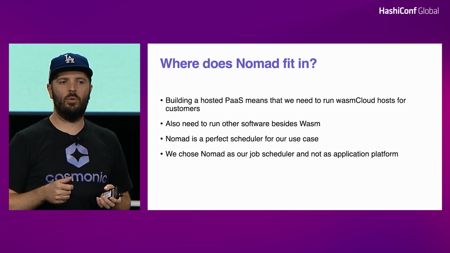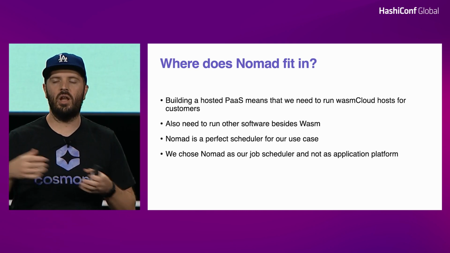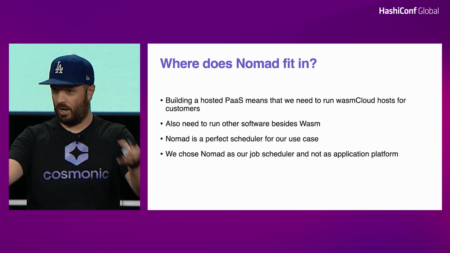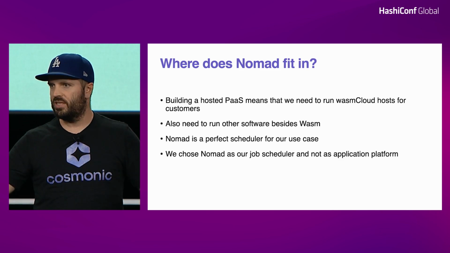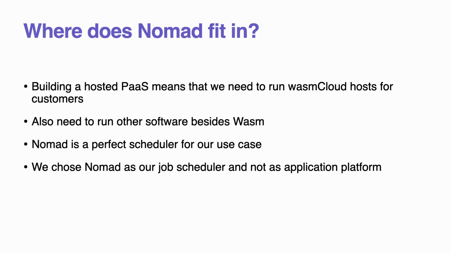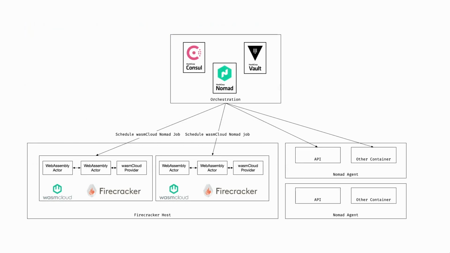And we really chose Nomad, to be clear here, as a job scheduler, not as the application runtime. Some people use it to run their applications, which is a great use case for it. We chose it as basically the job scheduler, the thing that schedules all the work we do inside of our system. So let's take a look at the architecture diagram for that.